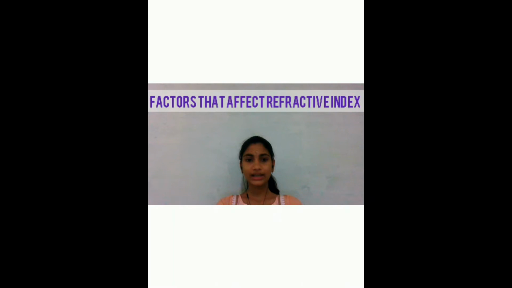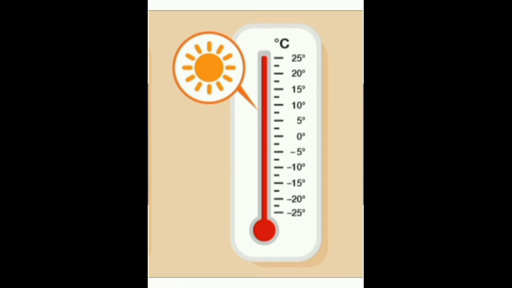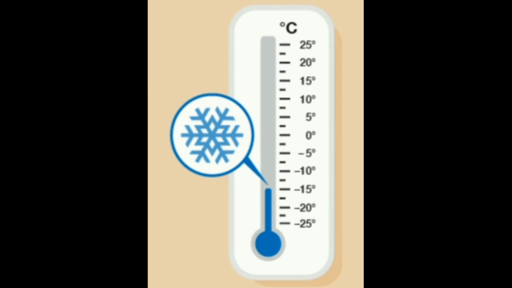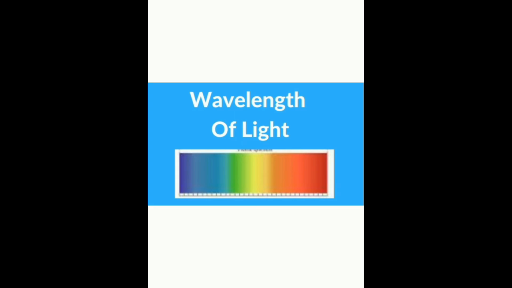Now let's see factors that affect refractive index. Temperature. At high temperature, we have a smaller value for the refractive index. At low temperature, we have a higher value for refractive index, because density and temperature are inversely proportional. Wavelength of light. The refractive index varies with wavelength because different wavelengths interact to different extents with the atoms of the medium.